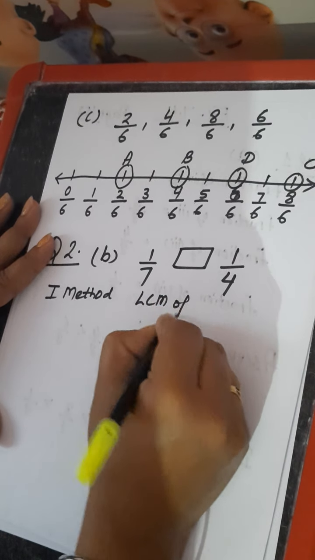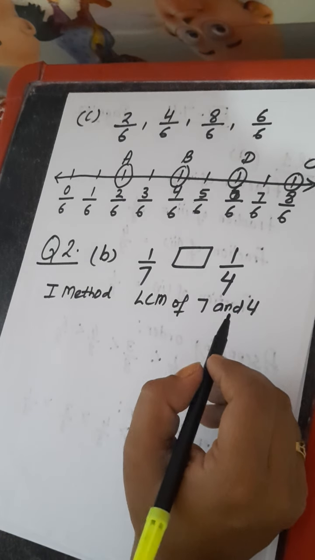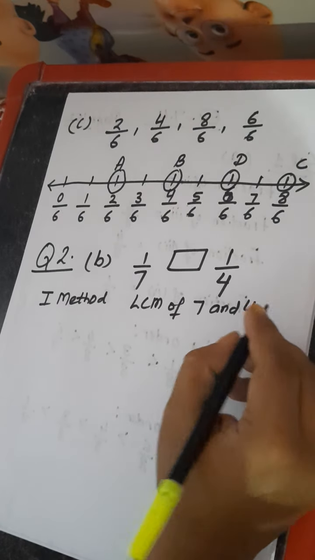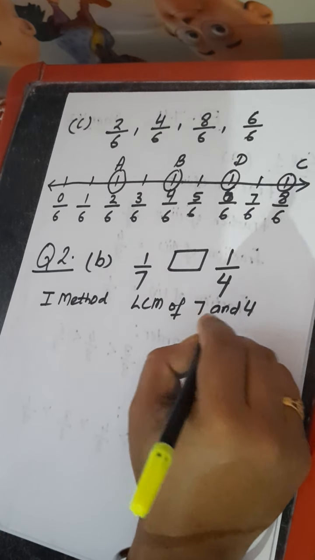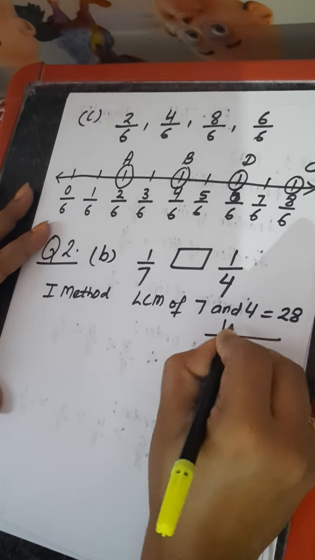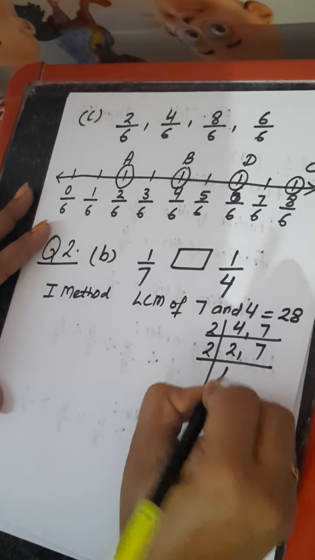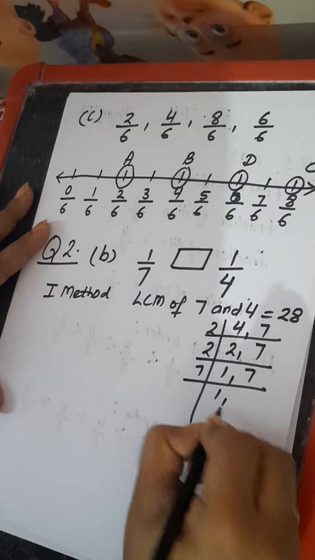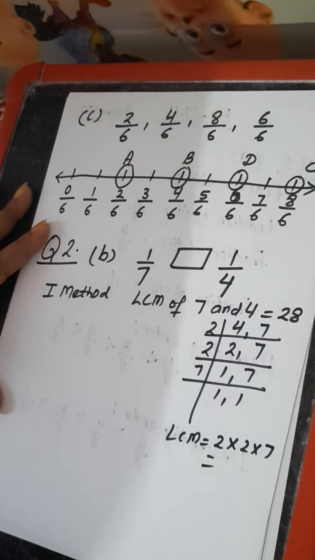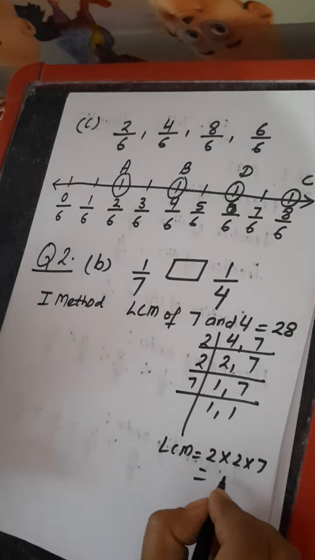So the LCM of 7 and 4, as we did the LCM in exercise 3.56. So the LCM of 7 and 4 is 28. You can also solve like this: 2 2s are 4, 7 as it is, 1, 7 as it is, 7, 1. So LCM is equal to 2 into 2 into 7, that is, 2 2s are 4, 4 7s are 28.